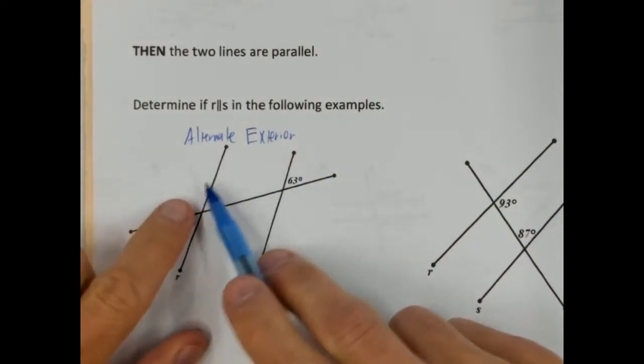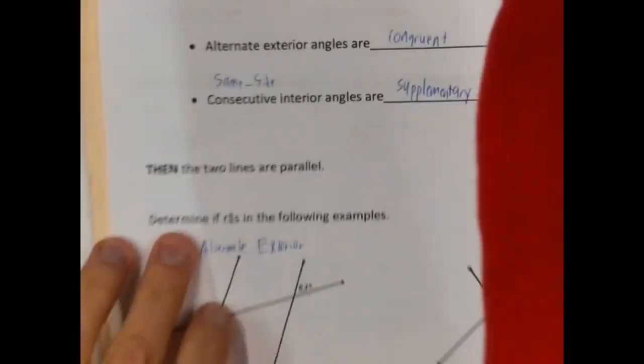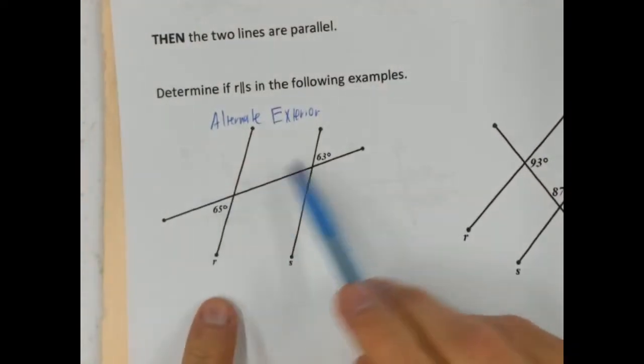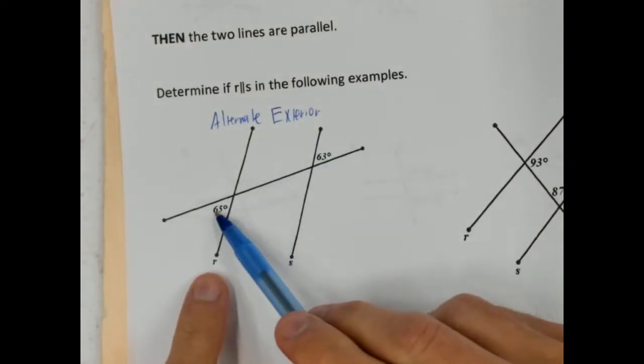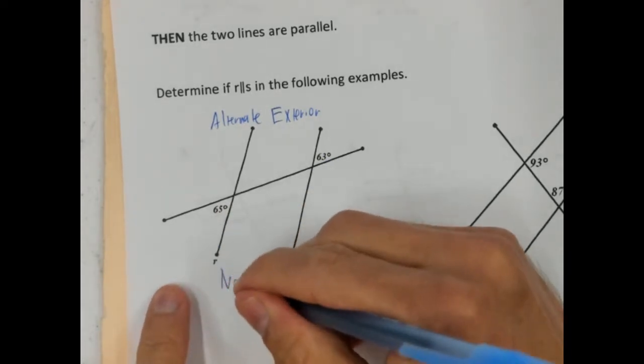So in order for these lines to be parallel, the alternate exterior angles, let's go back here and check, have to be congruent. So these would have to be the same value in order for these to be parallel, which they're not. So this is 65 degrees, this is 63 degrees, so we're going to say not parallel.